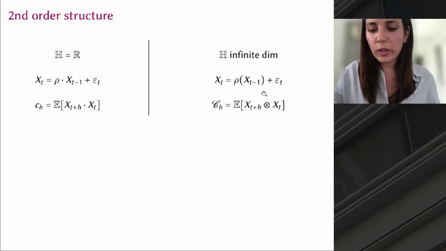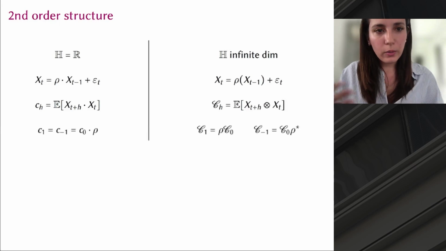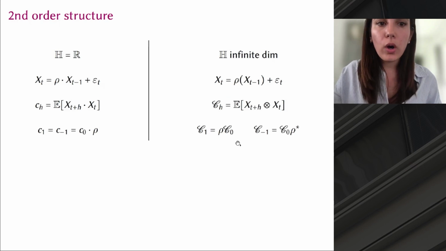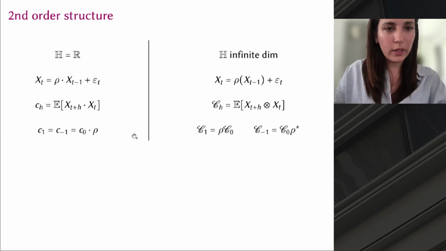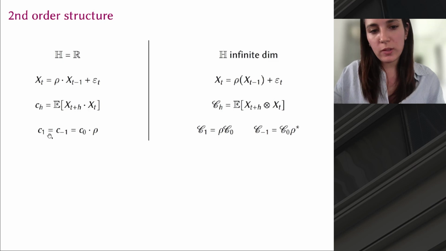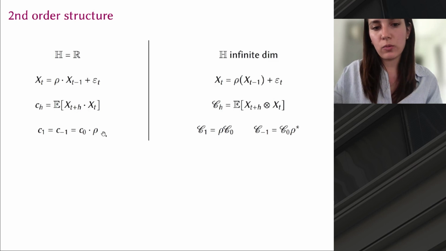I don't want to go into details on this, but I would like to have a look at the connection between the operator rho in particular and the lag 1 and lag 0 autocovariance operators. So again, in the finite dimensional setting, we have this relation. Actually, rho is the autocorrelation of the time series, right? Because we have this relation that C1, which is equal to C minus 1, is equal to C0 times rho, so the variance times rho. And then rho is just C1 divided by C0.